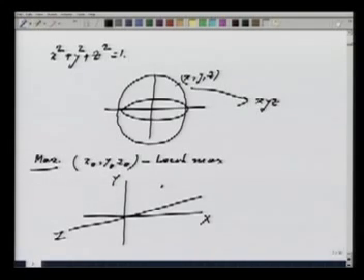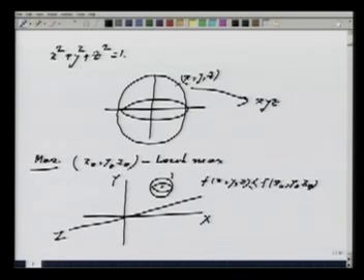Then this point is a local maximum means what? It means there exists a ball which looks like this around the point x naught, y naught, z naught, such that for all points in that ball, f of x, y, z is less than or equal to f of x naught, y naught, z naught. If I call this ball B, for all x, y, z in B.